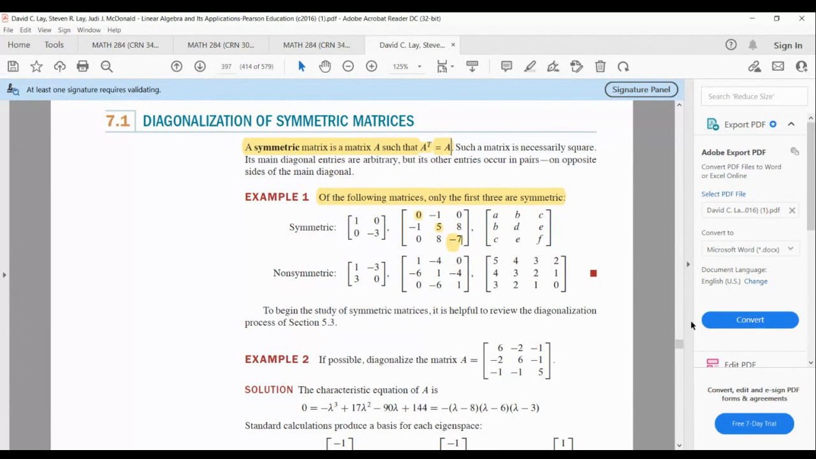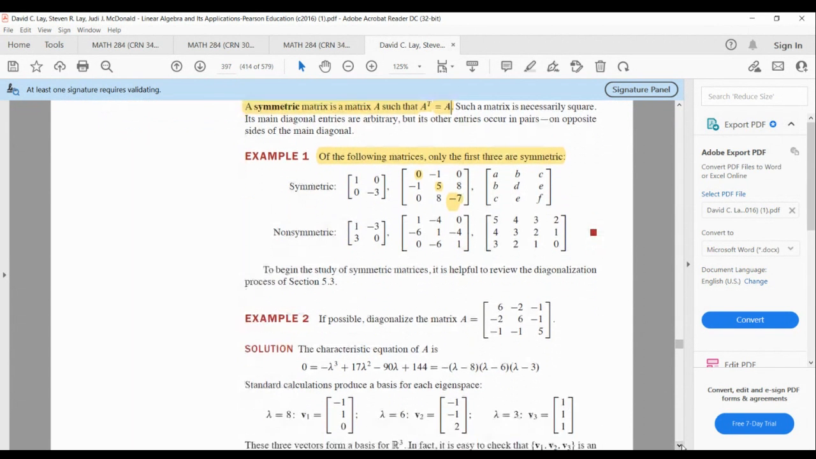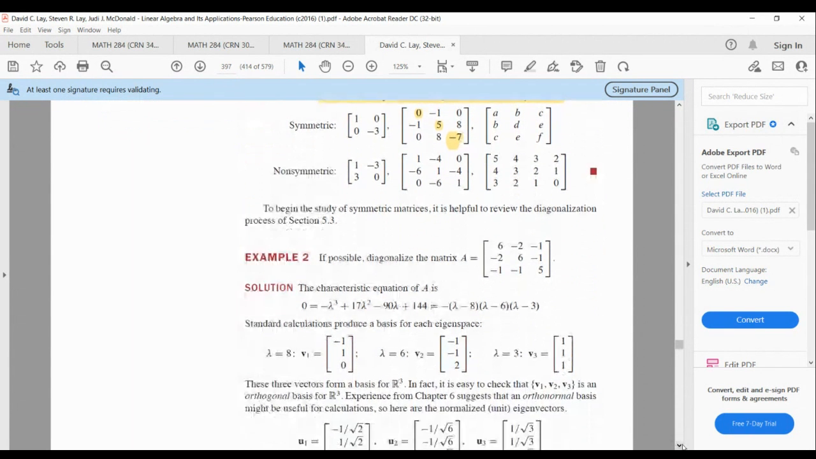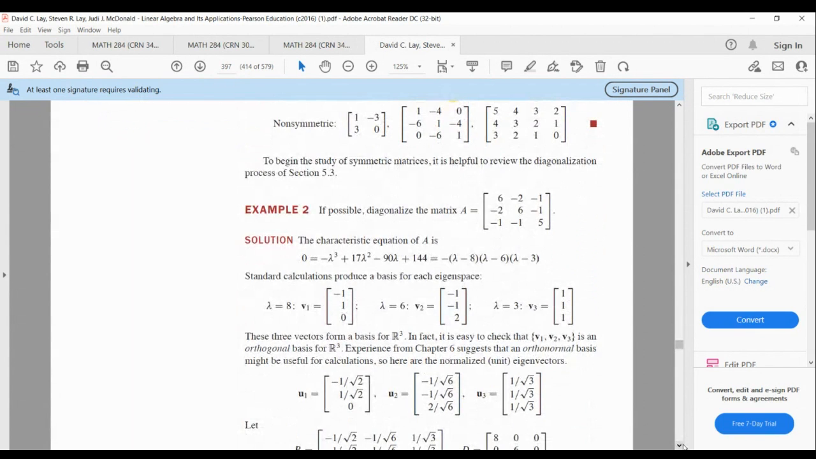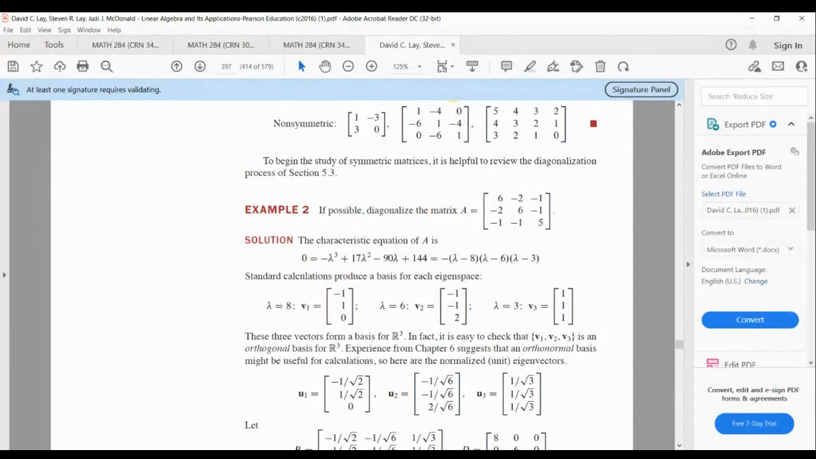So they mention here, if possible, diagonalize the matrix. Now what I want to do, I'm going to go right to the notes on this, because I have very nice notes on this. So let me see here. Let me go to our notes.